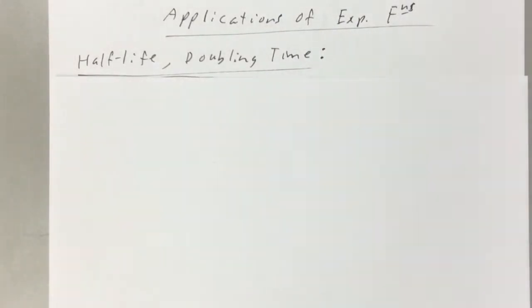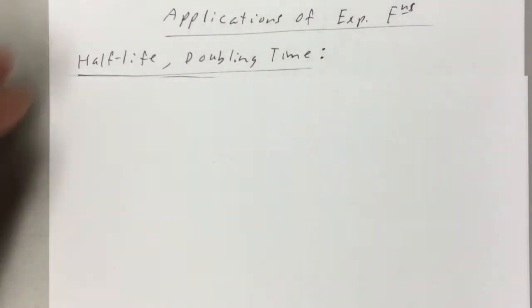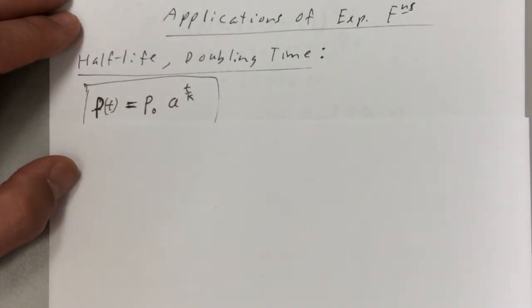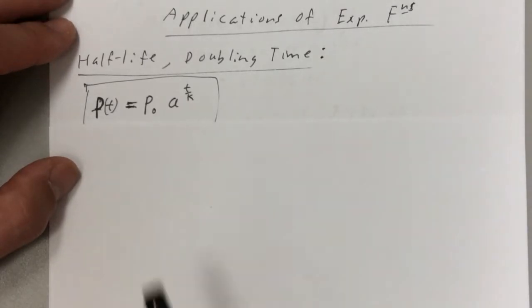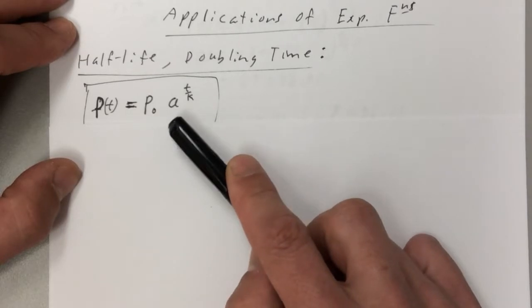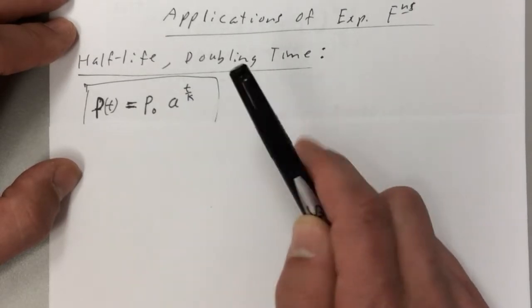Okay, now we're going to look at applications of exponential functions. Some applications have to do with half-life and doubling time. We can go beyond that, but this is a good start. Basically what you have is a function that looks like this: P of t equals P naught times a to the t over k.